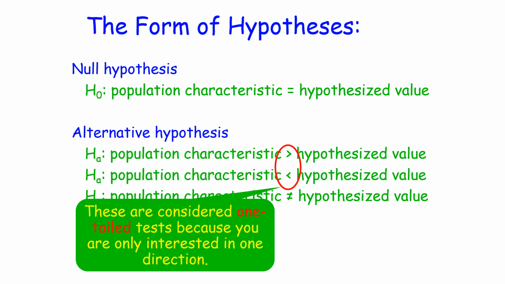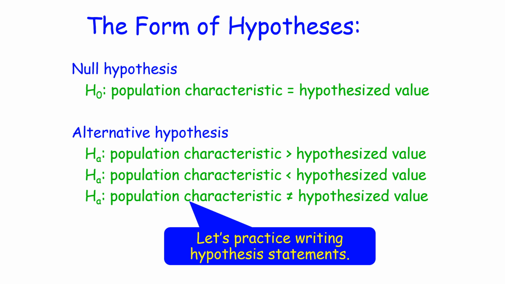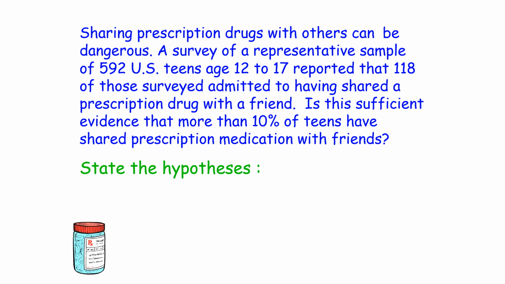So these are considered one-tailed tests, the greater thans and the less thans, because you're only interested in one direction. The not equals to is considered a two-tailed test because you're interested in both directions. So we're going to go ahead and practice writing some hypothesis statements. So let's look at our first example.